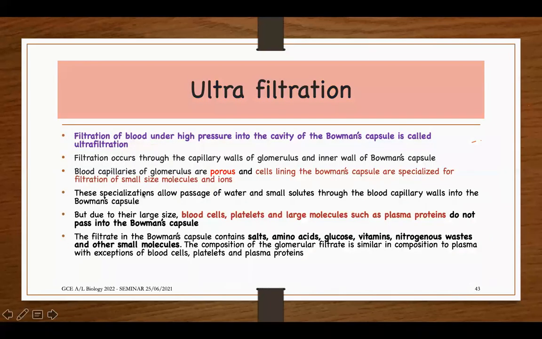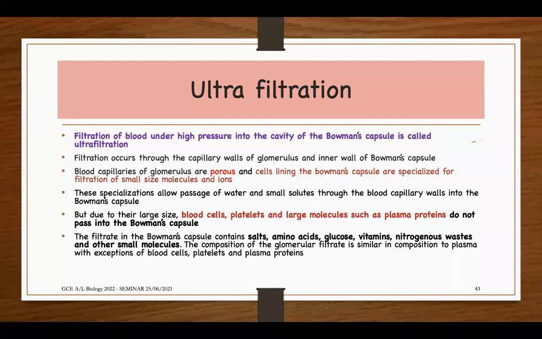Now, ultrafiltration. Filtration of blood under high pressure into the cavity of Bowman's capsule is called ultrafiltration. This is the definition, and the definitions I have given in purple color, right? So we know why there is high pressure. I said because of the afferent and efferent arterioles and their diameters, there will be a high pressure in the glomerulus. And because of this high pressure, blood will be filtered into the capsular space or cavity of the Bowman's capsule.